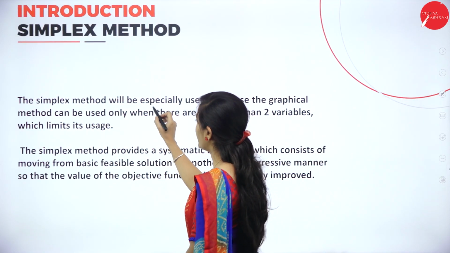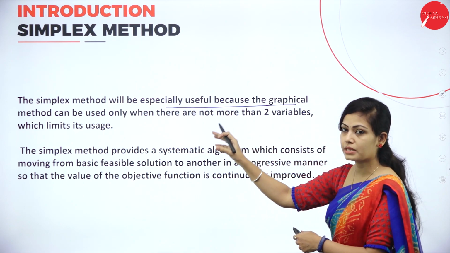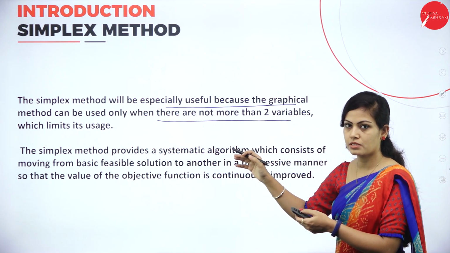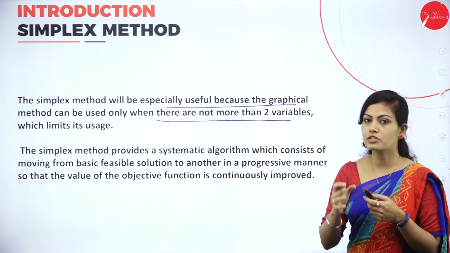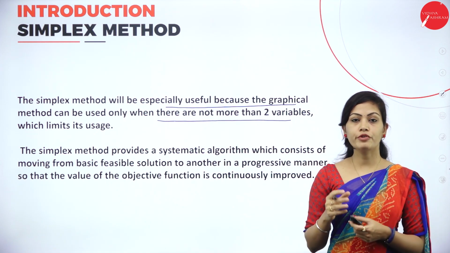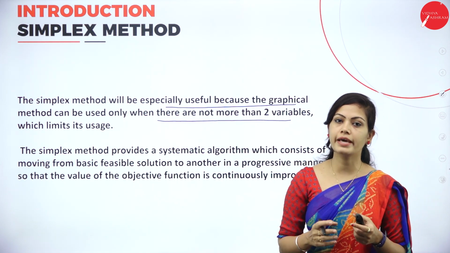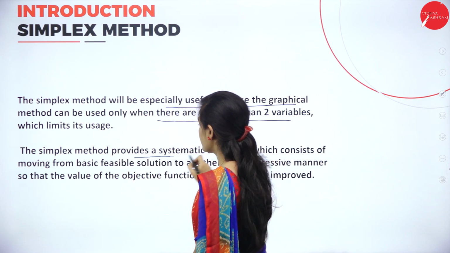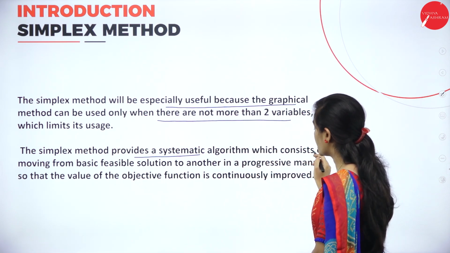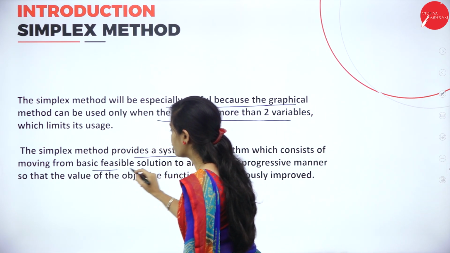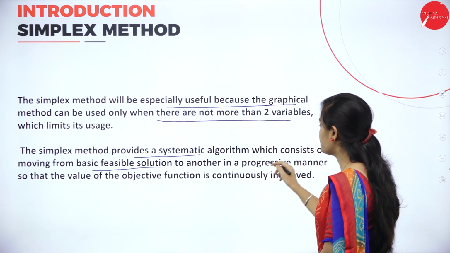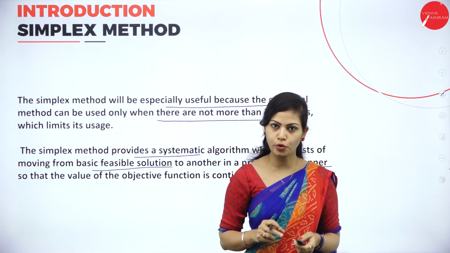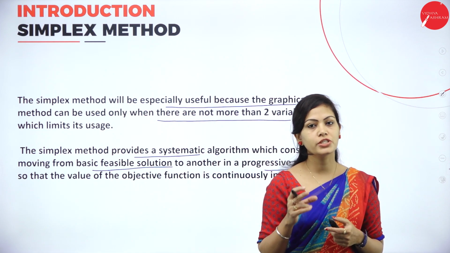The simplex method is especially useful because the graphical method can be used only when there are not more than two variables. So in the graphical method, we can solve only for two variables. If we get more than two variables, we can solve LPP by the simplex method. The simplex method provides a systematic algorithm which consists of moving from one basic feasible solution to another in a progressive manner. Simplex method is a standard technique in linear programming for solving optimization problems.